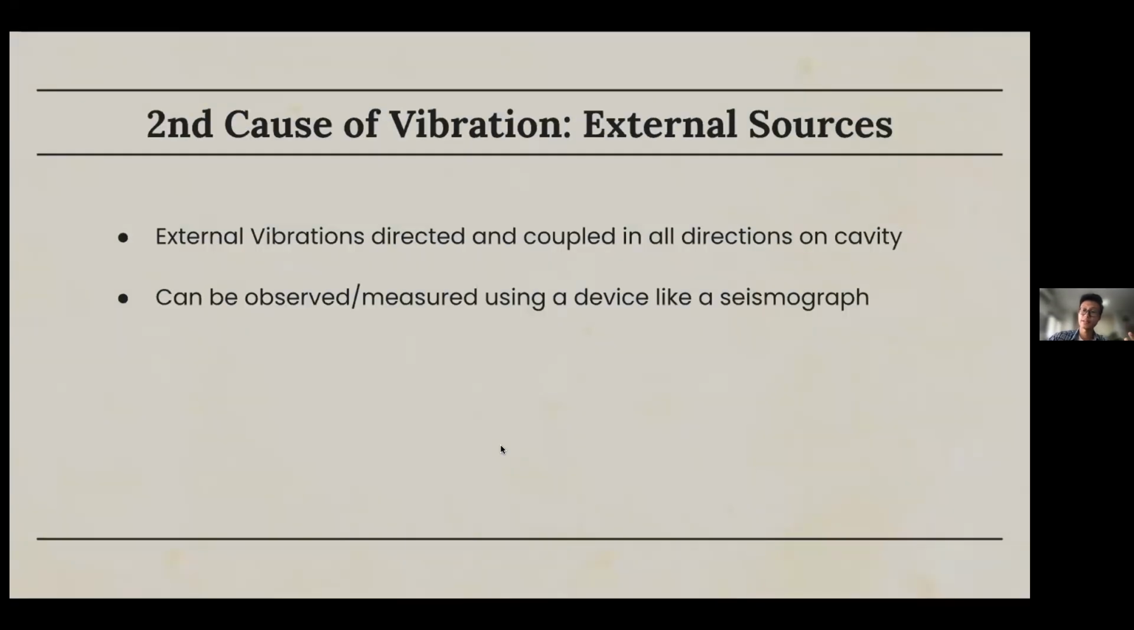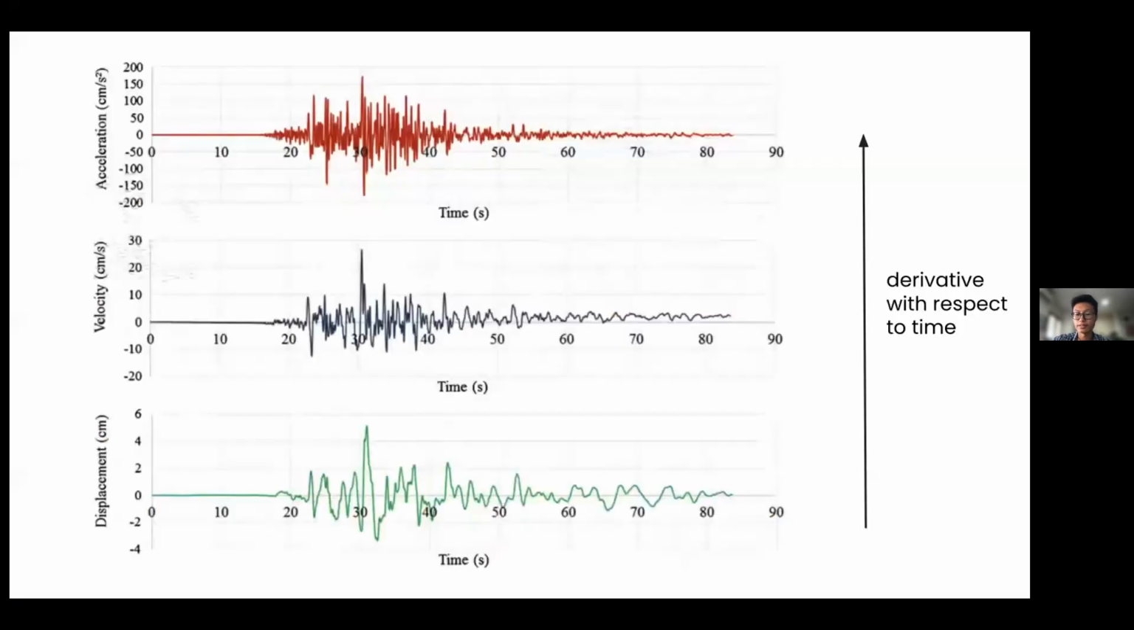Now that the vibration caused by the structure of the cavity has been analyzed, we will now look into the second cause of vibration: vibrations that are induced by external sources. These vibrations are impactful to the structure of a cavity, as the vibrations could be directed and coupled in all sorts of directions. External sources of vibrations could be measured with a device analogous to a seismograph, and it provides us with a graph of the ground's position over time, where the derivative of the graph with respect to time will give us a velocity and eventually an acceleration graph.